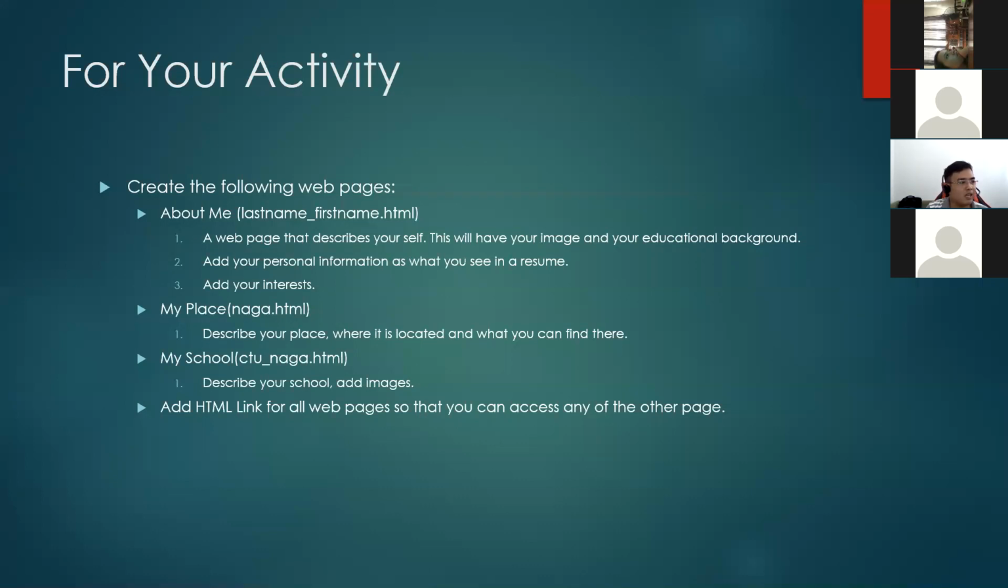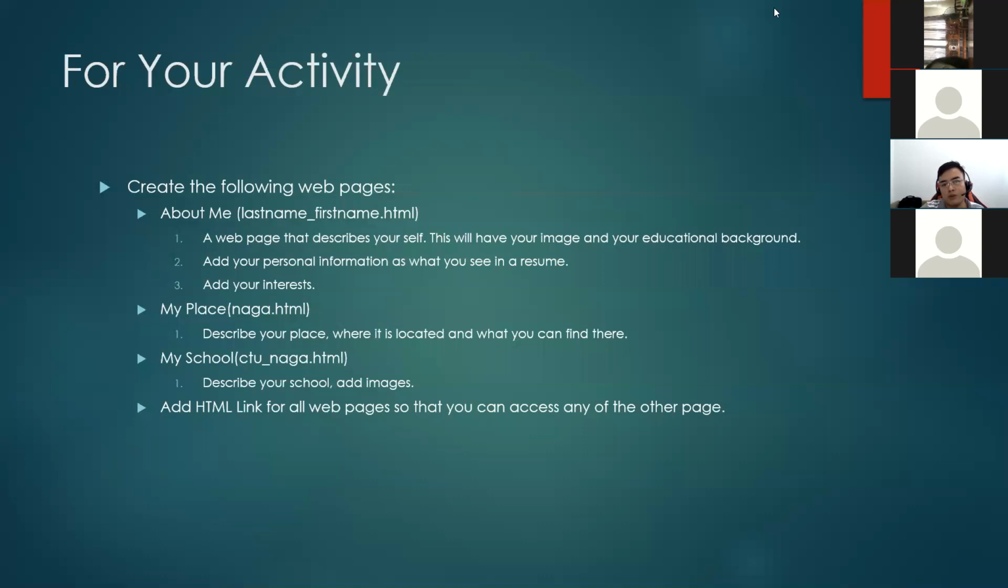So you create a link from About Me to My Place, to My School, or from About Me directly to School. So you have links in each page. And you will be saving your project in a RAR. So RAR it, zip it, and upload it. Or put it in a folder, save it in a folder, and upload it to, what do you call this?